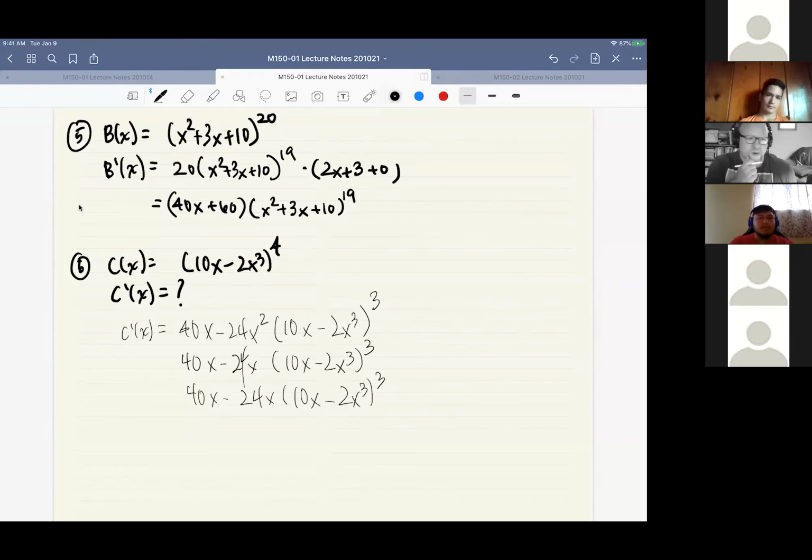Brandon put his in the chat. Oh, okay, Brandon. Yours is a little different. So 40 minus 24x squared, 10x minus 2x cubed to the third power.